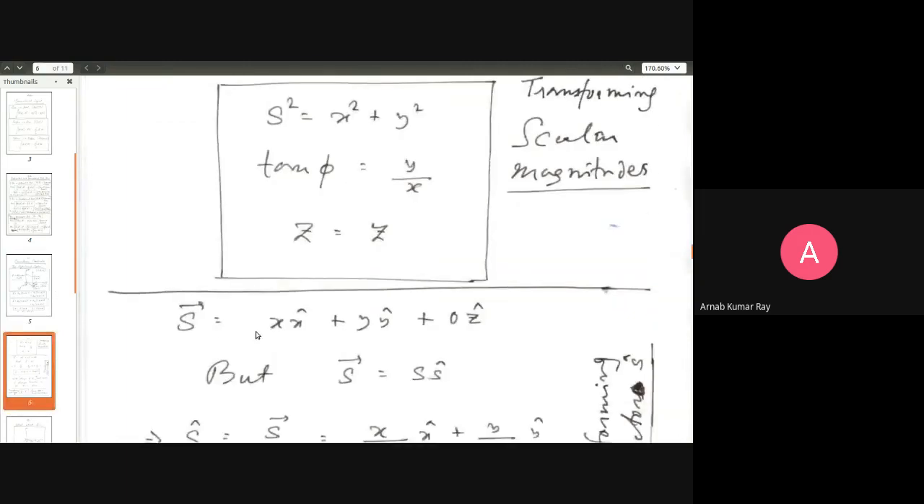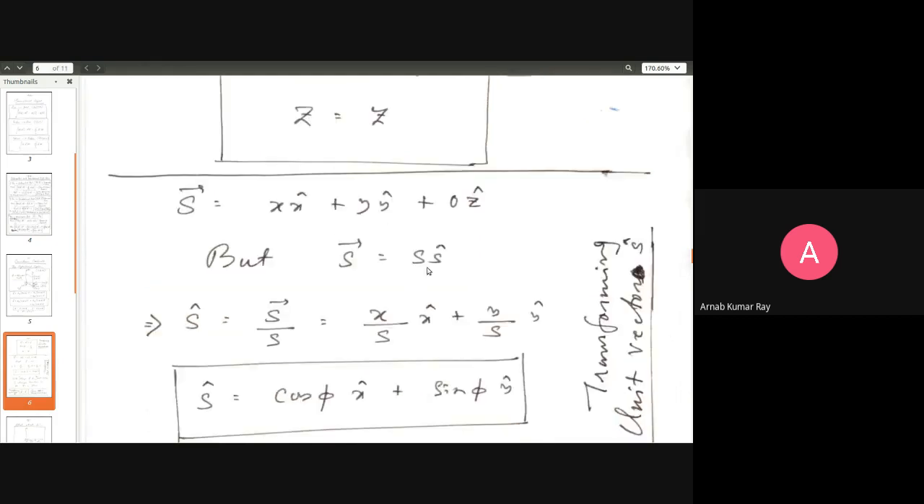Okay, so vector S is equal to this thing. But then vector S can also be written as its own magnitude, scalar S, times its own unit vector S cap. Vector S is equal to S into S cap, magnitude of S into unit vector S cap. So unit vector S cap will be equal to vector S by magnitude of S.